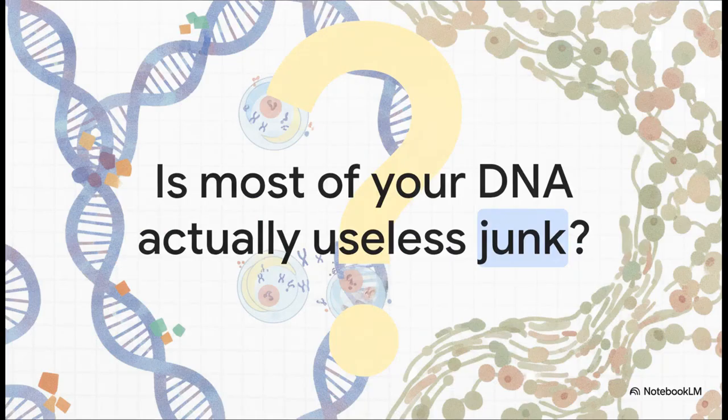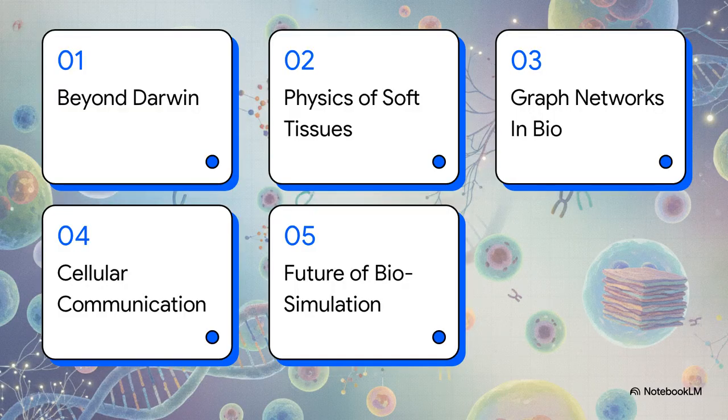Let's kick things off with a pretty provocative question. Is most of your DNA actually just useless junk? Now, I know we often assume, kind of intuitively, that every single piece of our genetic code has been perfectly optimized by evolution, right? Like it all serves a specific survival-enhancing function. But what if that assumption is fundamentally flawed? What if the actual engine of biology is way messier than we like to admit? Okay, let's dive into this.